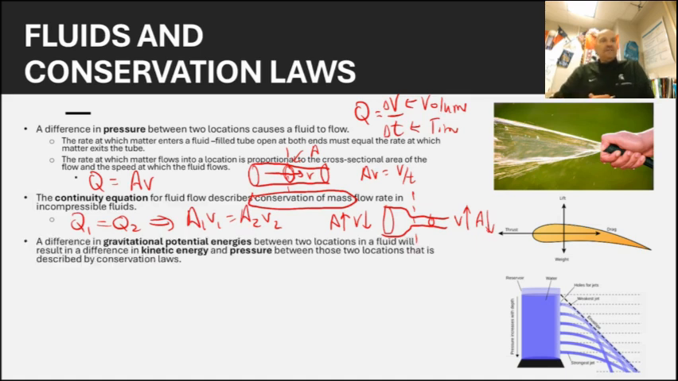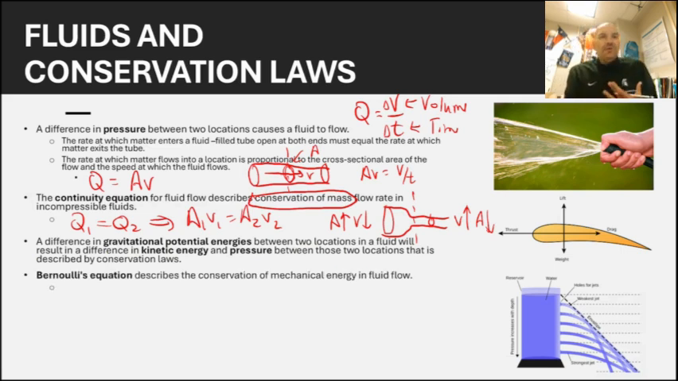So this all leads us into the next conservation law. A difference in gravitational potential energy between two locations in the fluid results in a difference in kinetic energy and pressure between those two locations, and that is described by conservation laws. So Bernoulli's equation describes the conservation of mechanical energy in fluid flow.